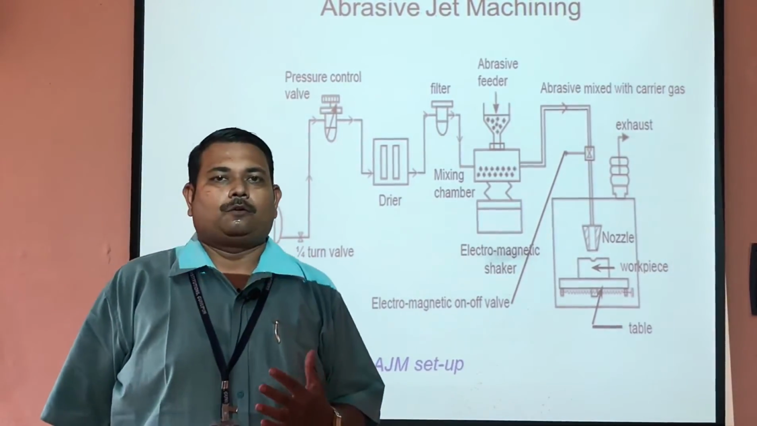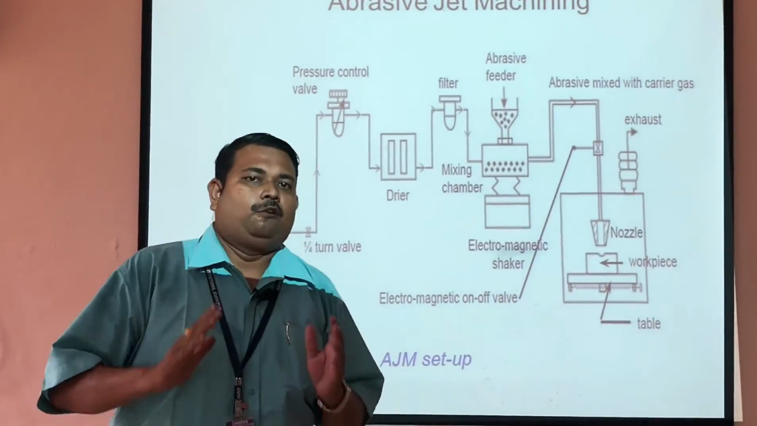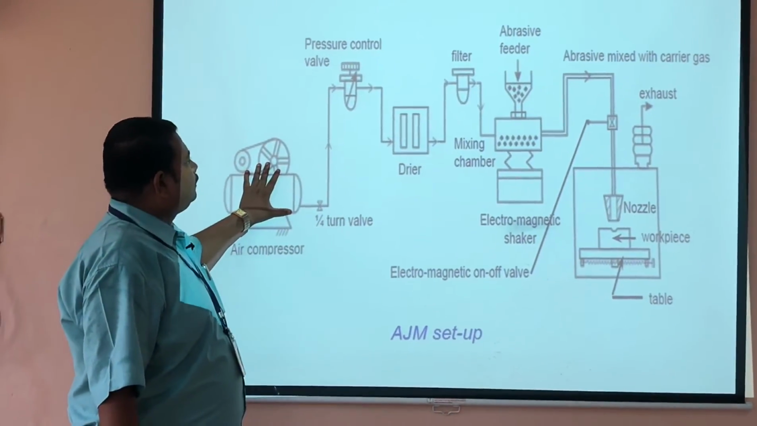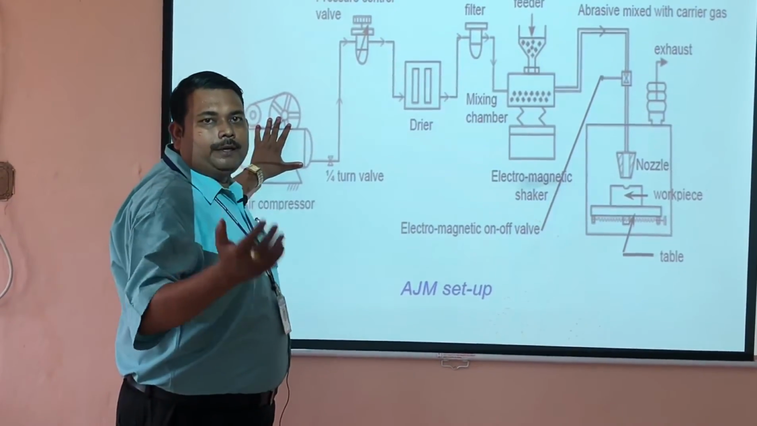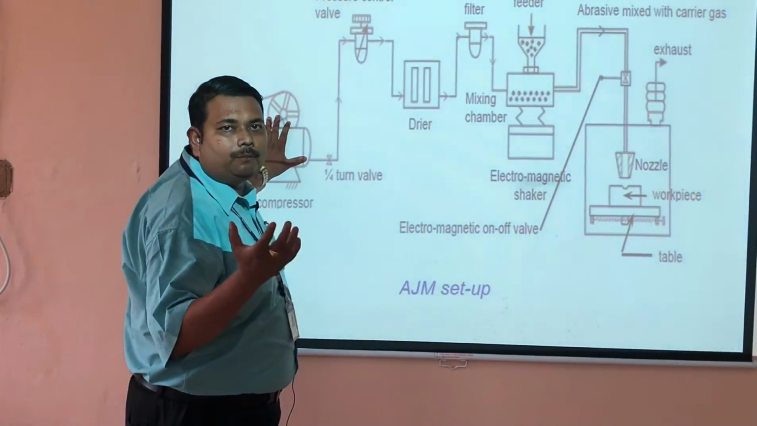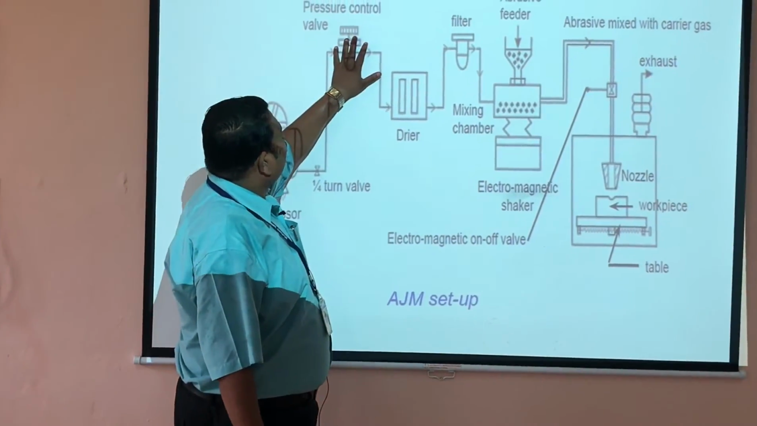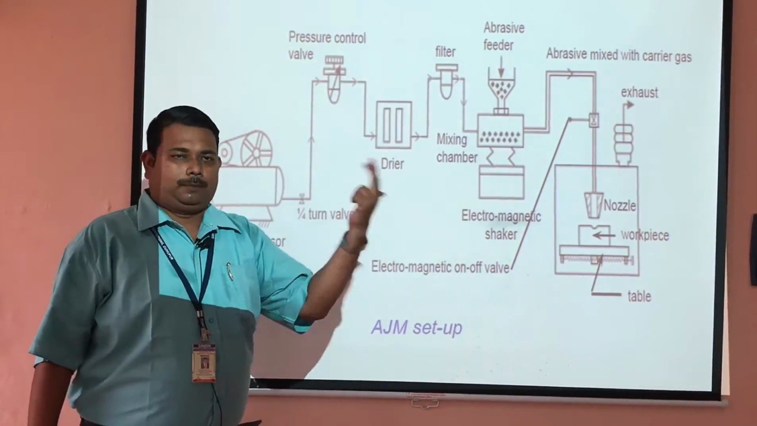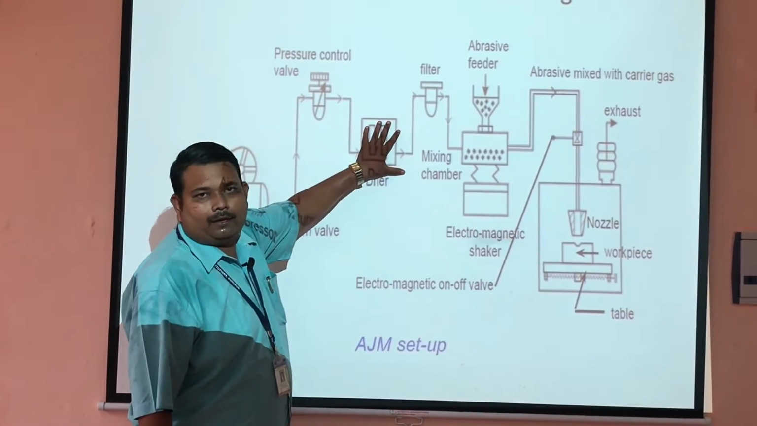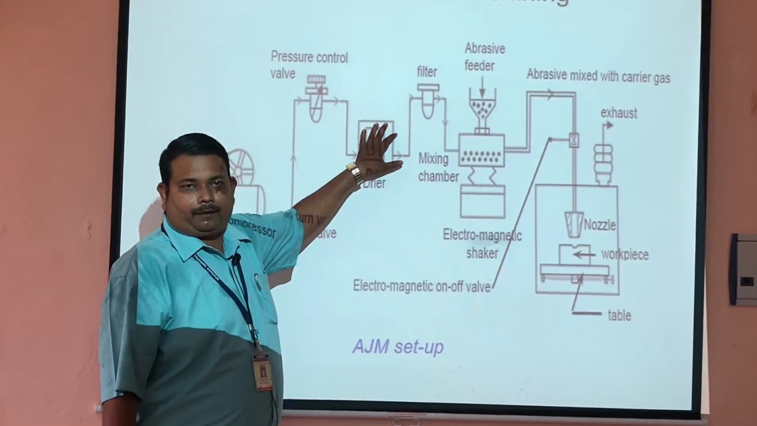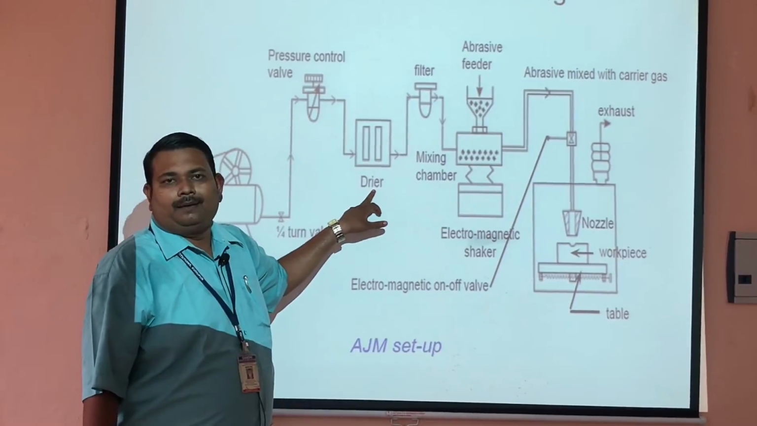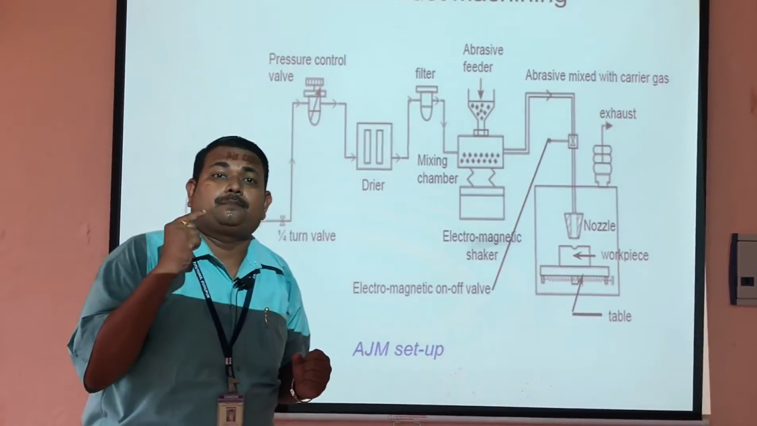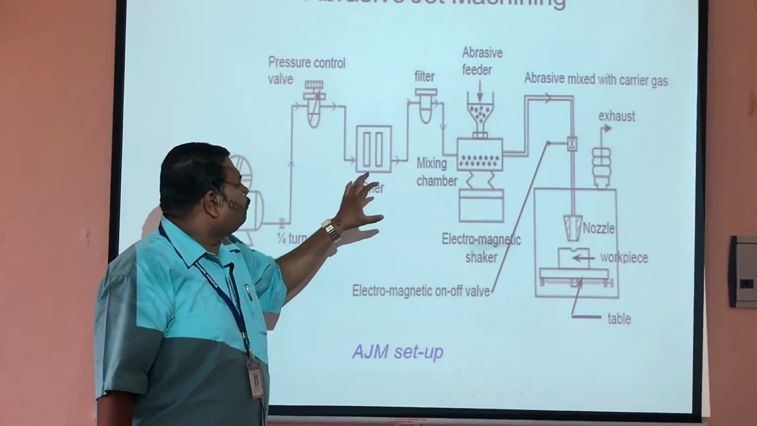Before going to that, what equipment is required for abrasive jet machining? To be clear, we require one air compressor, which will develop the air pressure. Second, we require a pressure control valve, which will regulate the pressure of the air required for the machining process. Next, we require a dryer, which is also called a dehumidifier. What is the function of the dehumidifier? It will absorb the moisture present in the compressed air. Again, why is it required?